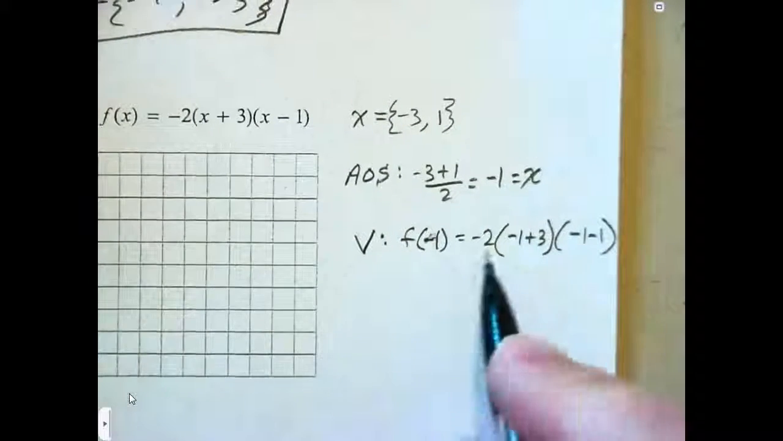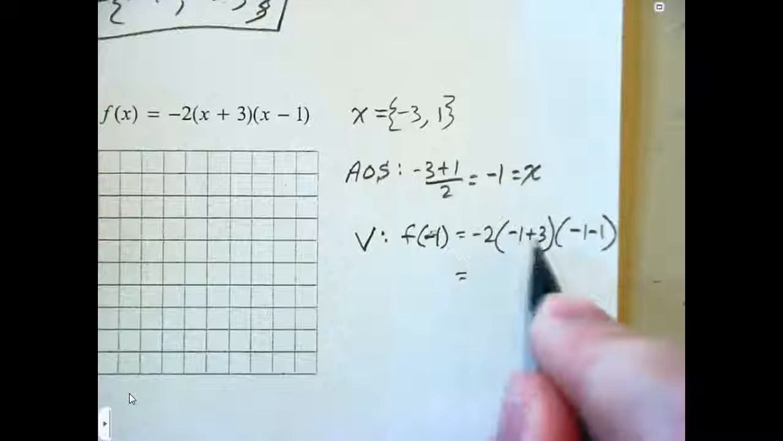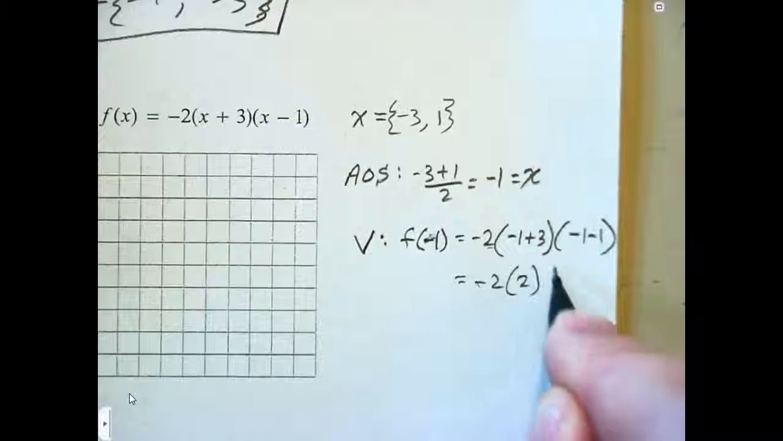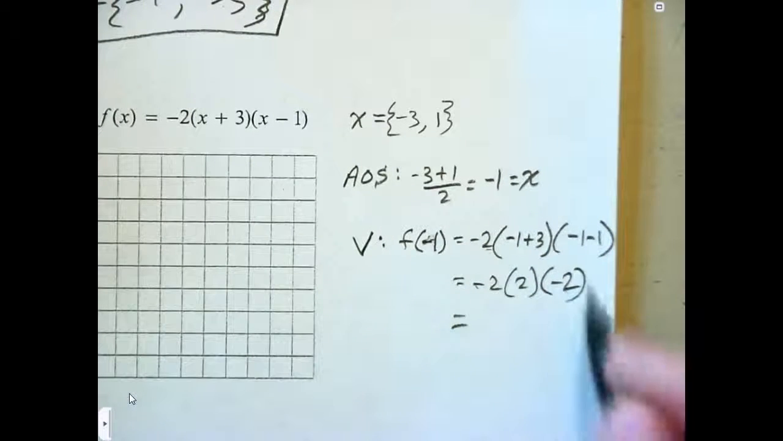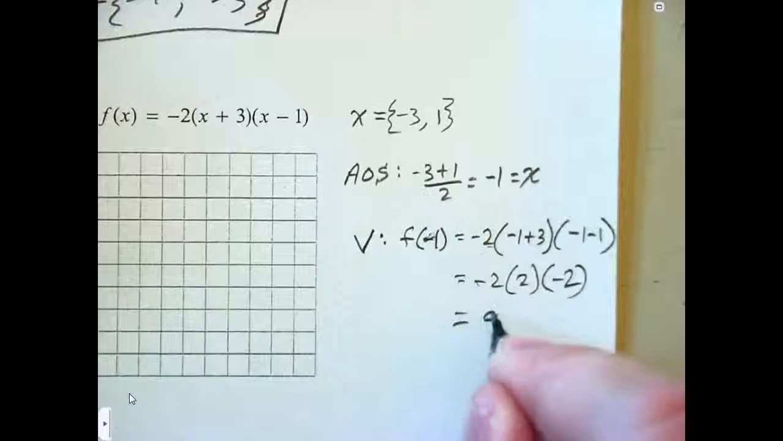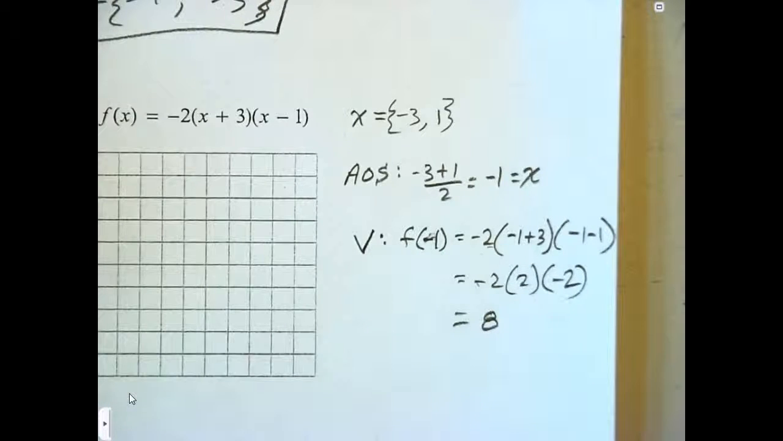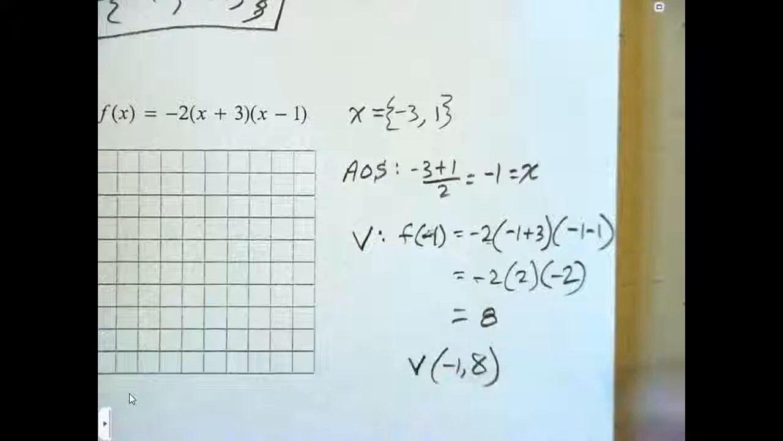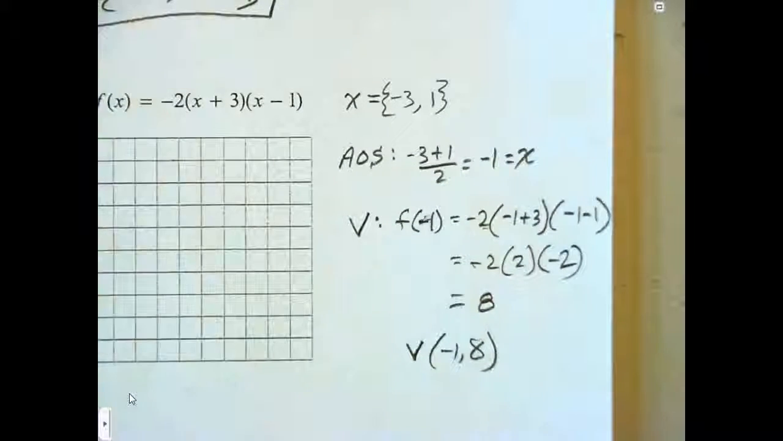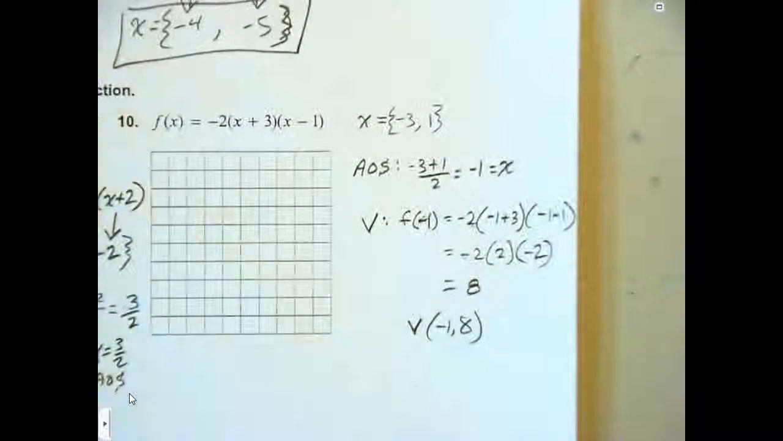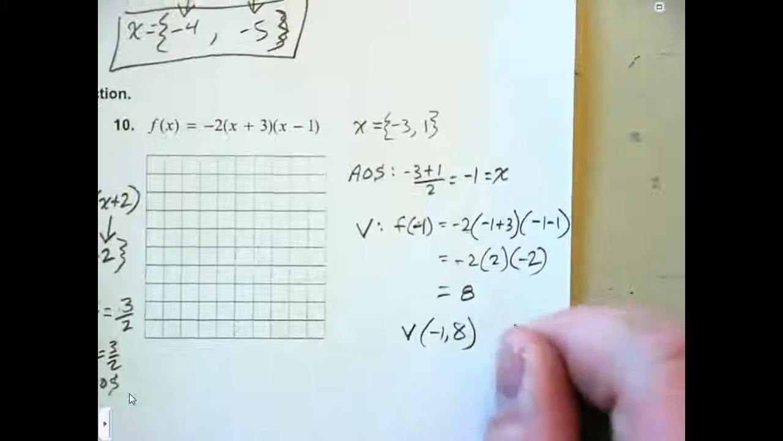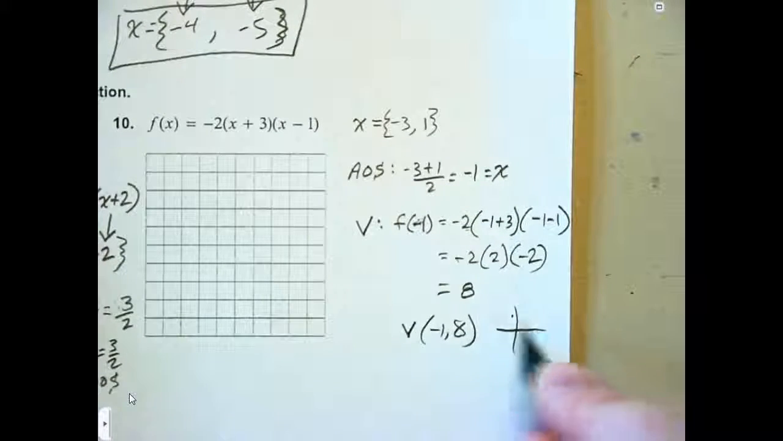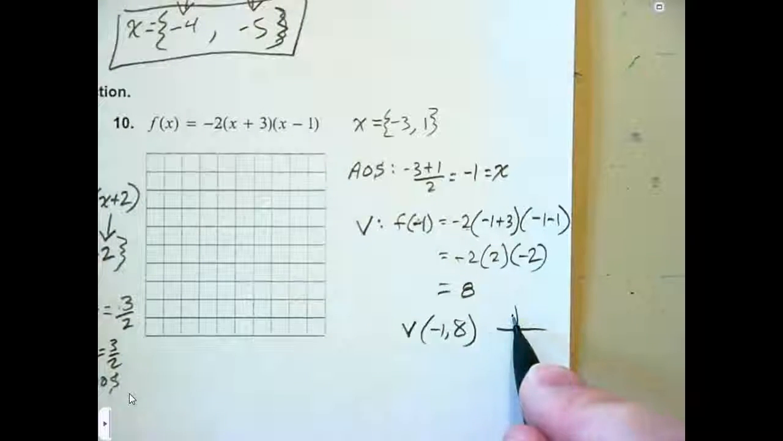Okay? And so from there, it gives me negative 2 times 2 minus 2 is 8. Okay, so we have a vertex of 8 and negative 1, or negative 1, 8. All right. And so now if I have a vertex of negative 1, 8, that means in a graph on my axes, that would be right there. Okay, and this graph is opening down because my a value is negative 2.